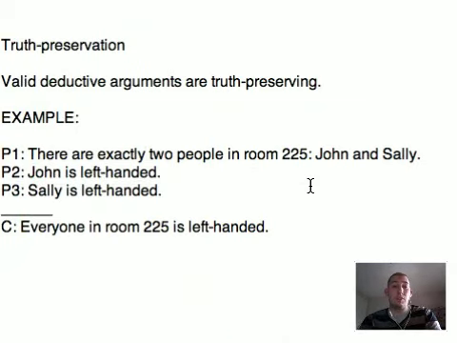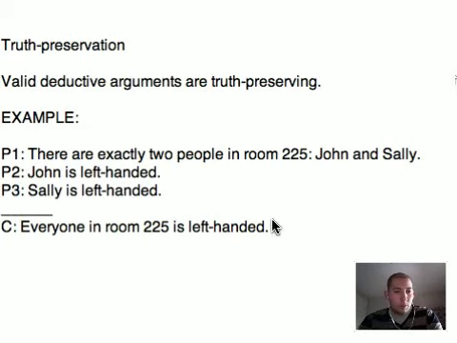If the premises are true, so if there are exactly two people in room 225, and those two people are John and Sally, and premise two says John is left-handed, and premise three says Sally is left-handed, then the conclusion, the last declarative sentence, which says everyone in room 225 is left-handed, has to be true. So this is a valid deductive argument because it's truth-preserving. That doesn't mean that the sentences are true. It just says if they are, then the conclusion has to be true as well. That's what we mean by a valid deductive argument. They have to be truth-preserving.